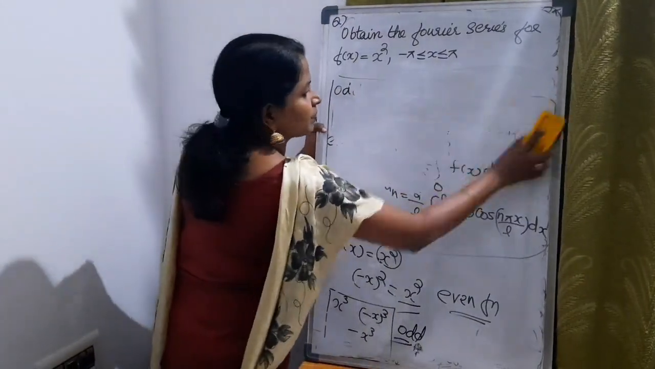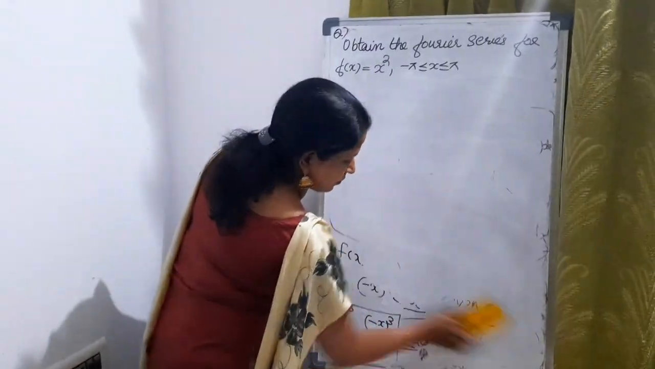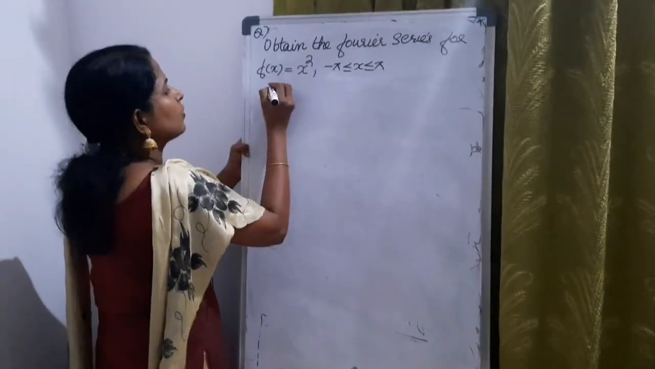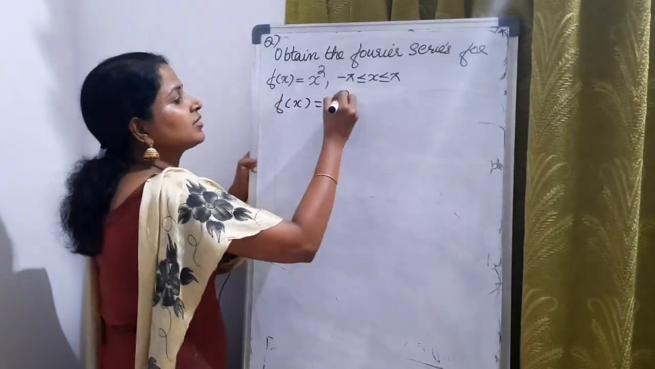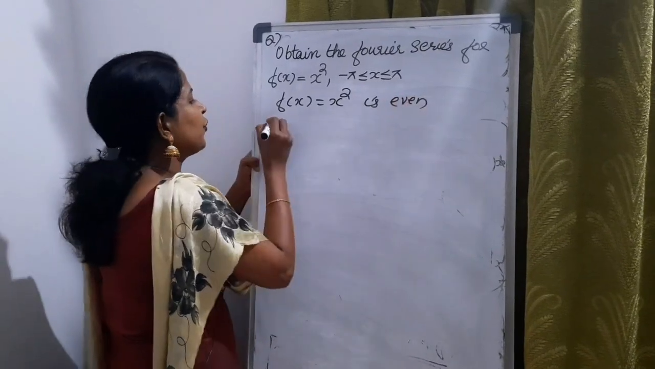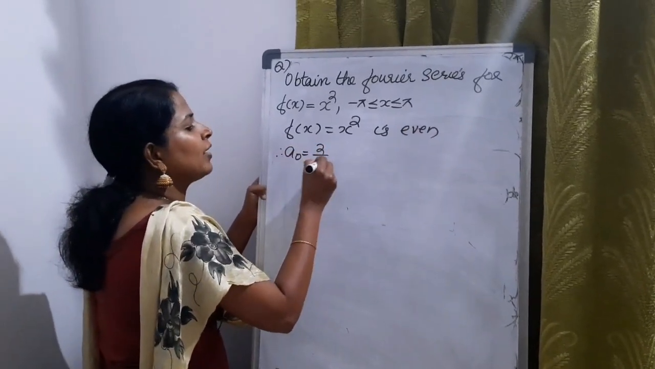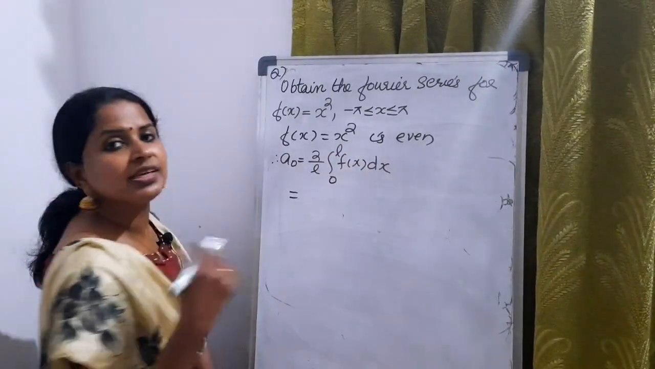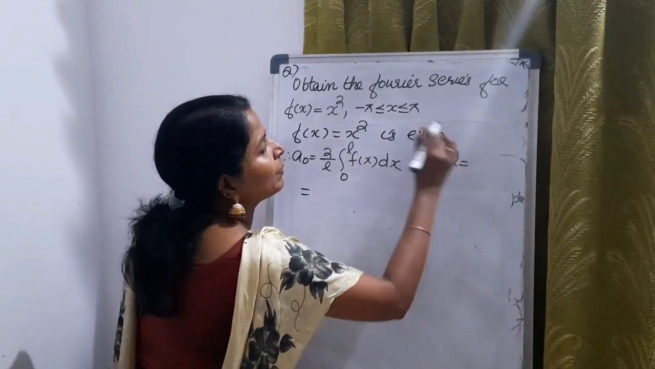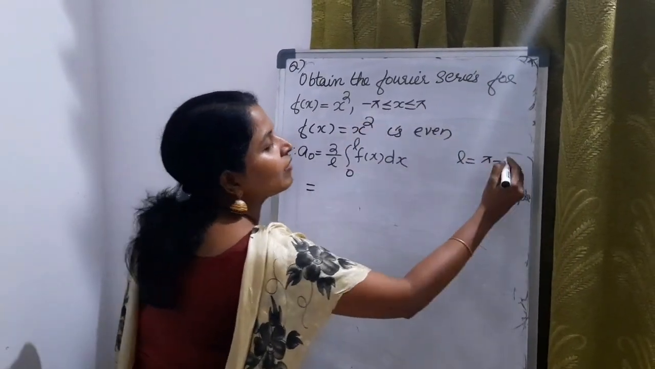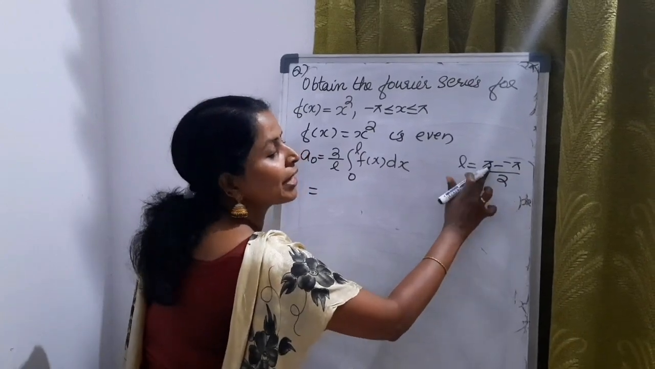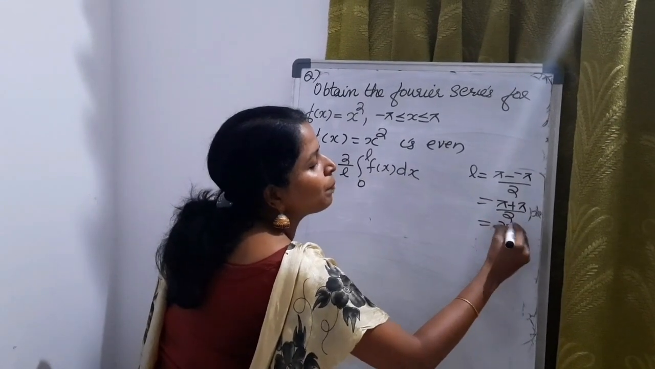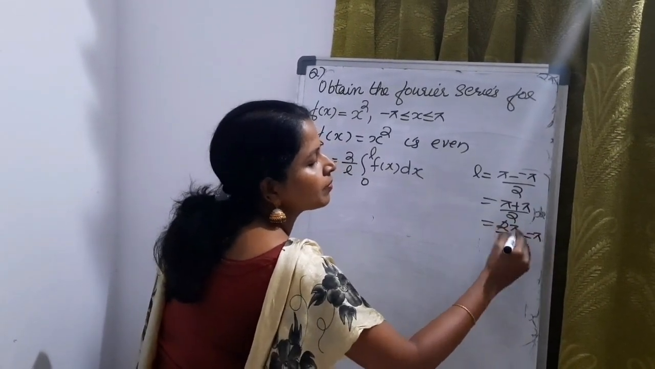So listen, here f of x equal to x square is even. Therefore, a naught is equal to 2 by L integral 0 to L f of x dx. What is L? L is upper limit minus lower limit by 2. That is pi minus minus pi, which is pi plus pi by 2. That is 2 pi by 2, which is pi.